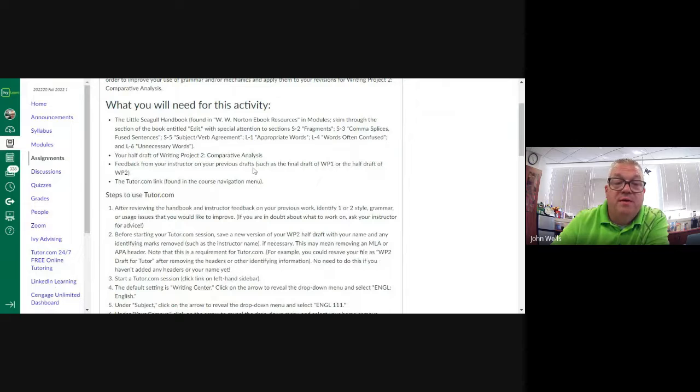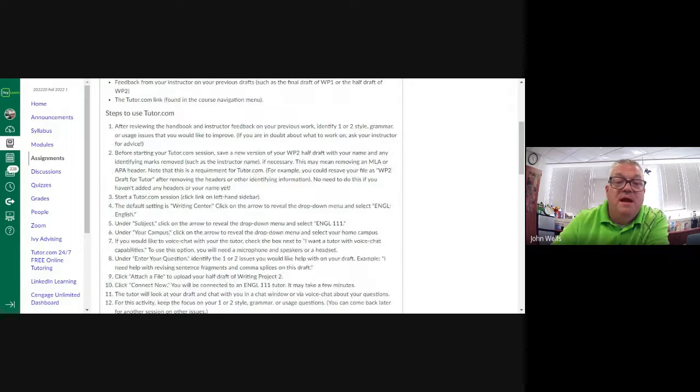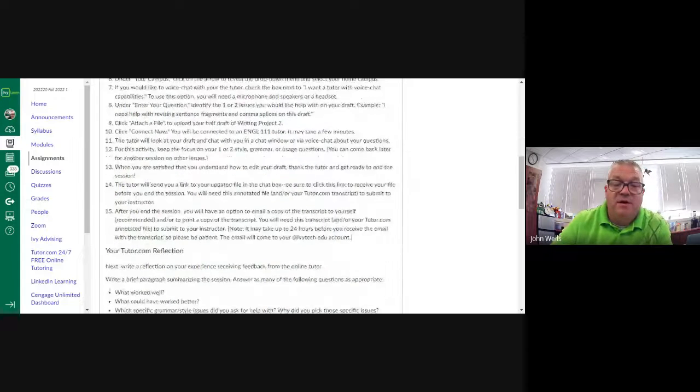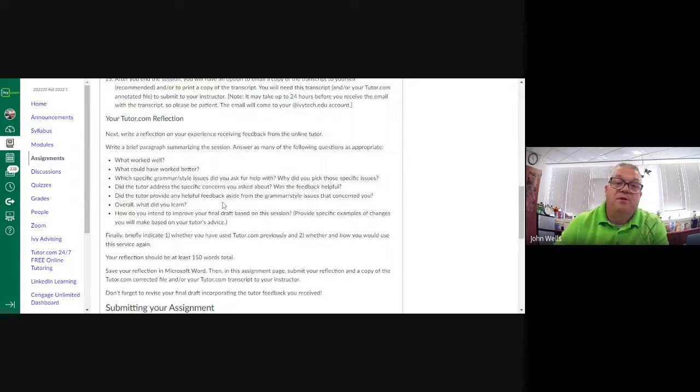You're going to go in there and submit your paper and get some feedback, work with a tutor and get some things that you might be able to do to really improve your paper, to really push your paper to the next step, to the next level, right? When you are done, you will write a reflection.